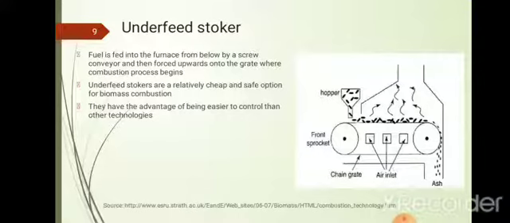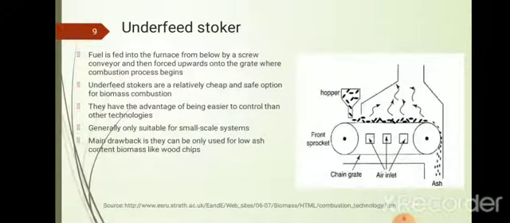And they have different advantages: very simple and easy to control over other technologies, but they are suitable only for small scale systems, so they can be applicable to small scale only. And the main drawback is they can be only used for low ash content biomass like wood chips.